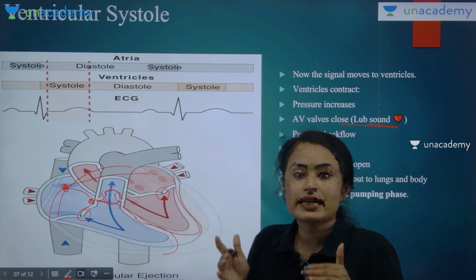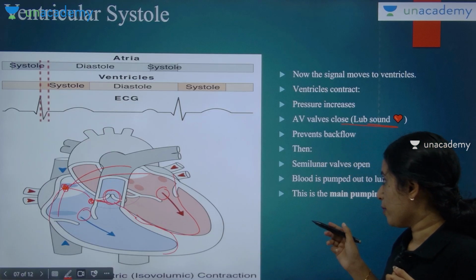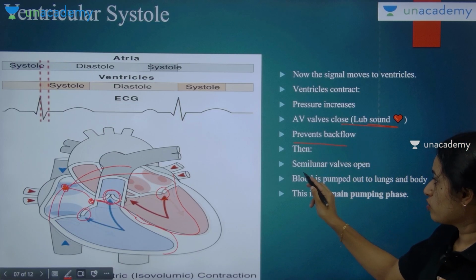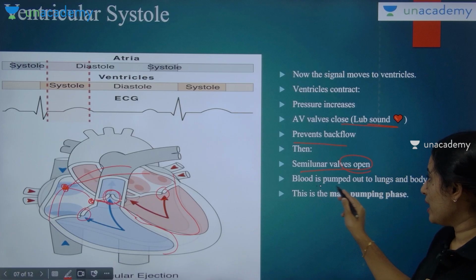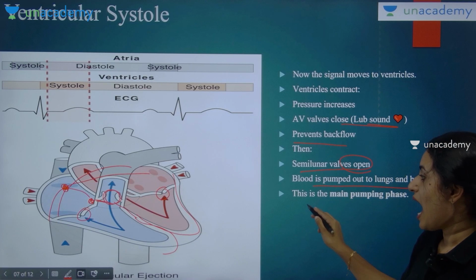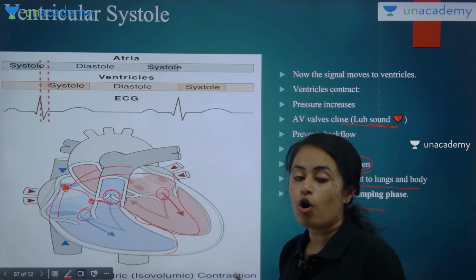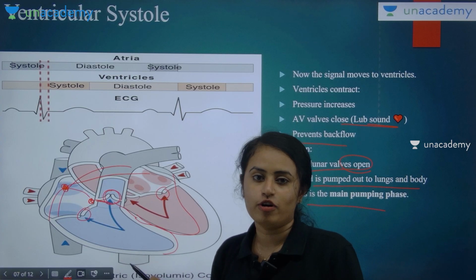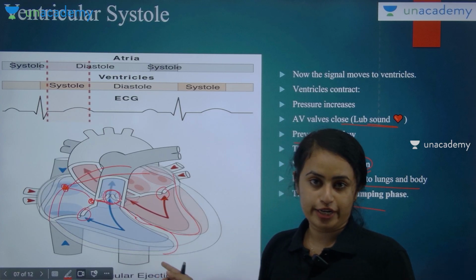So it is completely what? A pumping phase. Okay. So here you can see it prevents the backflow, the semilunar valves open, and the blood is pumped into the lungs and the body. All the pumping of our body is taking place with this ventricular systole.